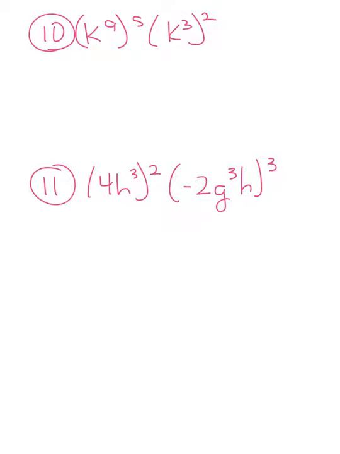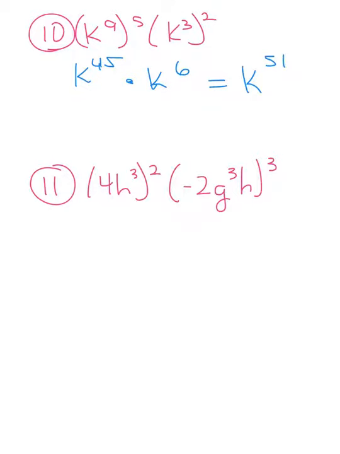In number 10, I'm going to combine some properties. So first I need to get rid of my parentheses because of order of operations. So I have k to the 9th raised to the 5th gives me k to the 45th. And I'm going to multiply that by k to the 6th, power to a power. So now I'm multiplying, so the base is the same, and now I'm going to add. So then my final answer here is k to the 51st.